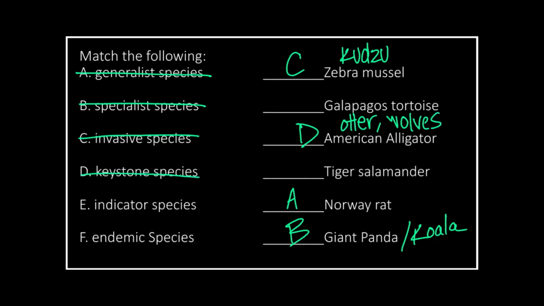An indicator species is typically going to be an amphibian because amphibians, because they breathe through their skin a little bit, are really sensitive to changes in the environment. So the salamander would be a good indicator species because it's an amphibian. And then an endemic species is a species that lives in one location and really nowhere else. And so a Galapagos tortoise would be a good example of an endemic species.